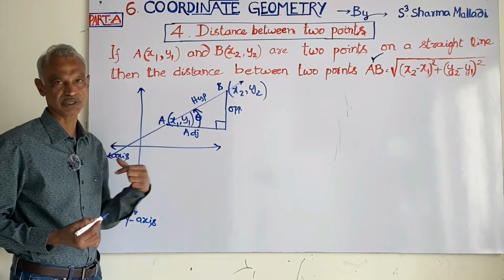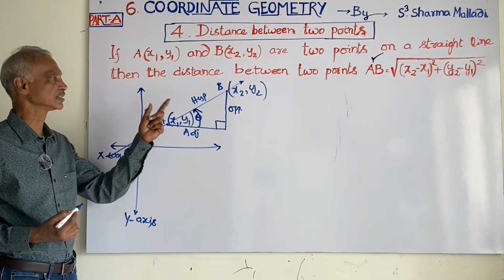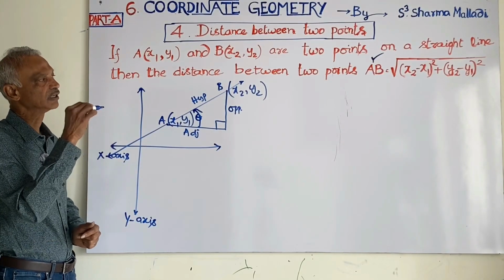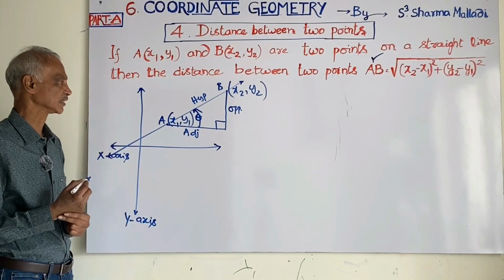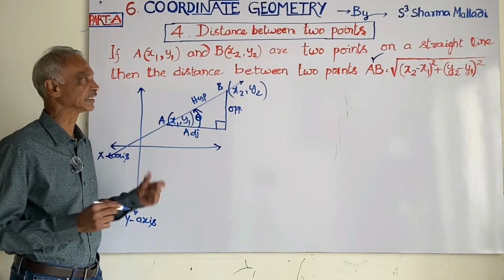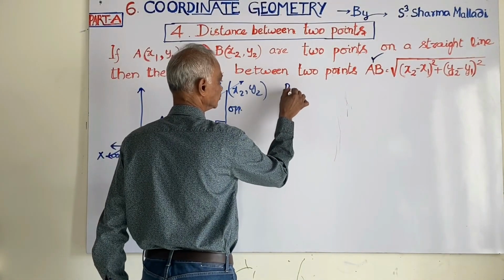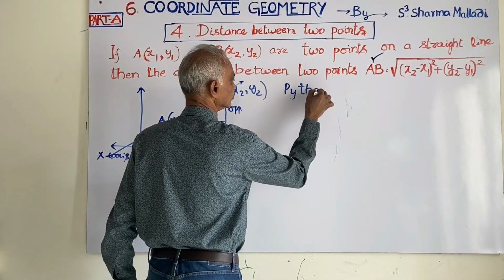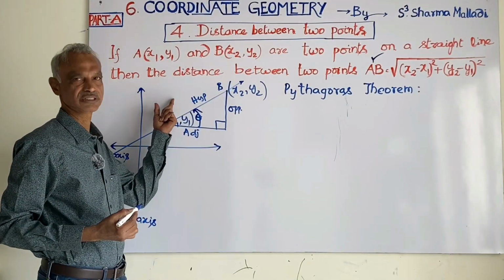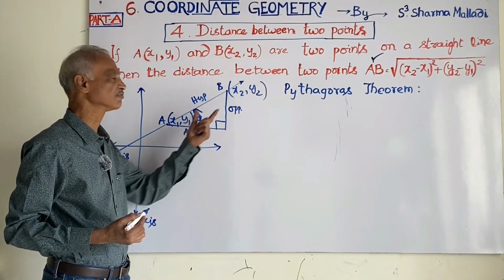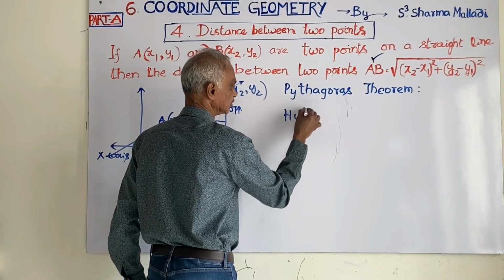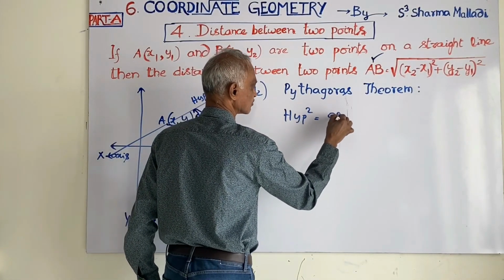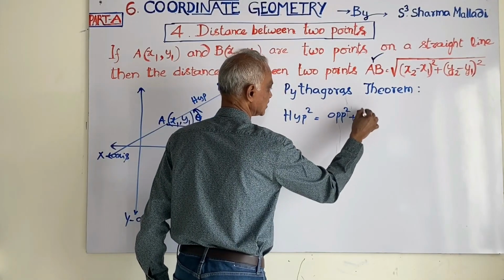This will be the hypotenuse. Now we have to prove AB is equal to the square root of (x2 minus x1) whole square plus (y2 minus y1) whole square. First you have to write the Pythagoras theorem. What is the Pythagoras theorem? The square of the hypotenuse is equal to the sum of the squares of the other two sides. Means hypotenuse square is equal to opposite side square plus adjacent side square.